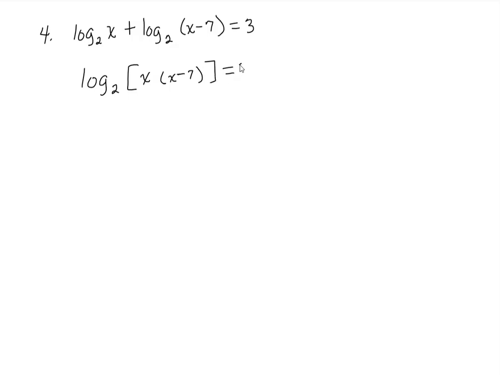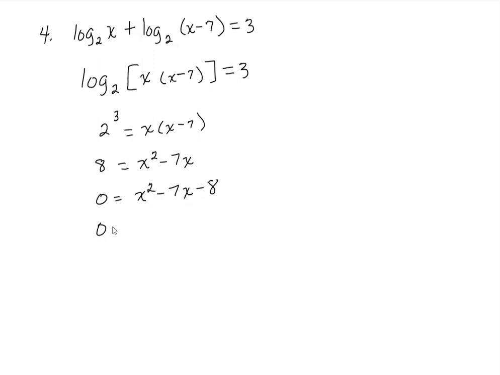And now that I have a single logarithm, I can write this as an exponential. 2 to the third power equals x times x minus 7. So this should be easy for y'all to solve by now. You get 0 equals x squared minus 7x minus 8.